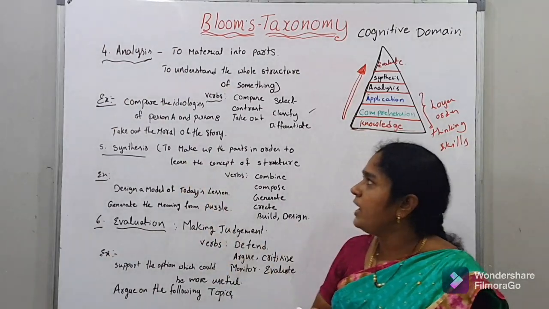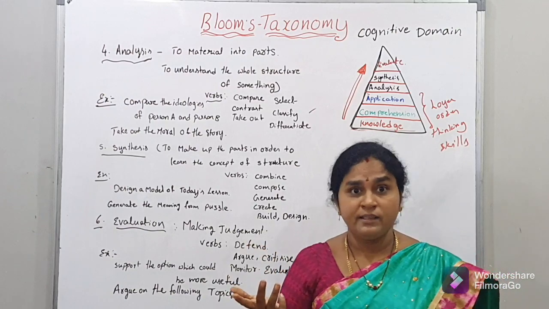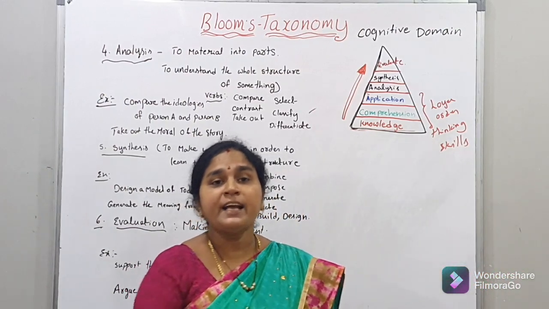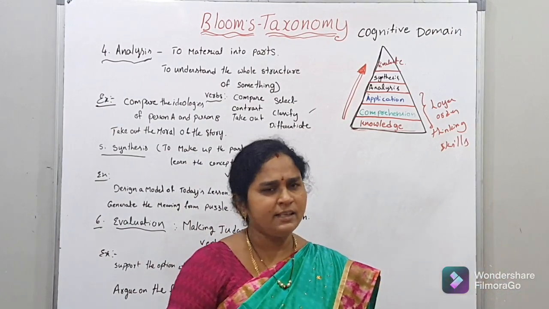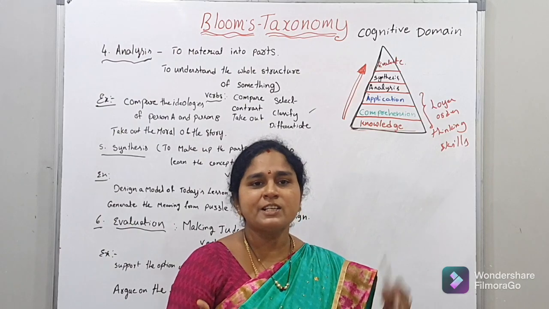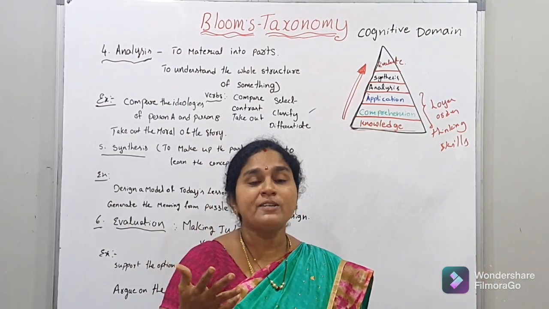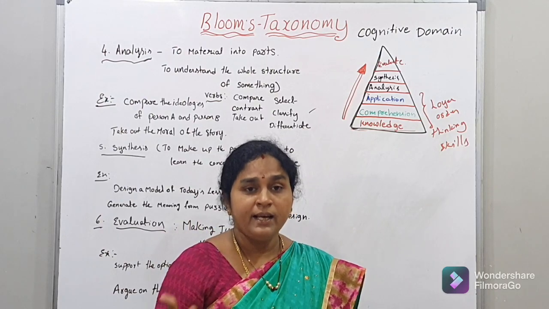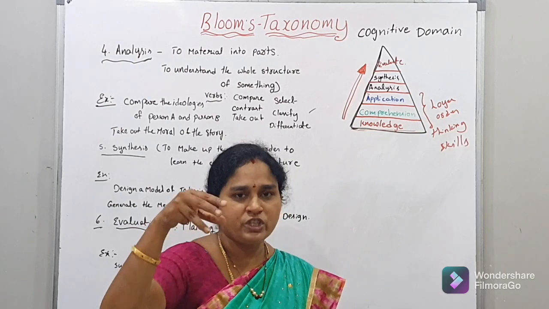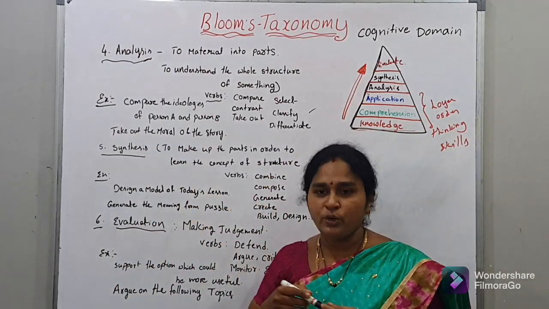So for example, compare the ideologies of person A and person B. That is very difficult. Why? Because we compare one person to another person. What are the ideologies of person A and person B? At the analysis level we ask such questions. And also, take out the moral of the story.